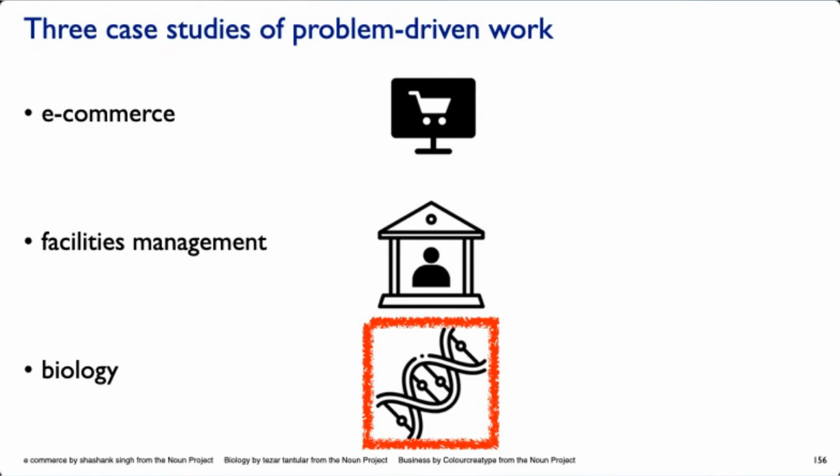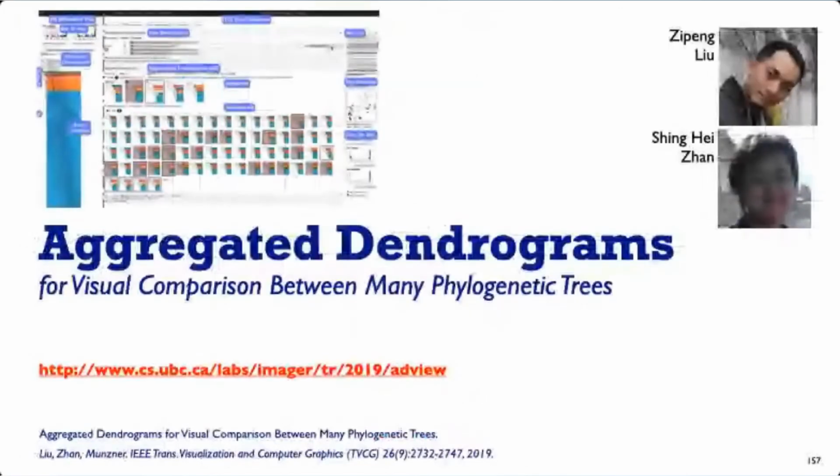So now, we've got a few minutes left, and I'm going to talk a bit about a biological case study. This was joint work with Zipeng Liu, a PhD student who also just graduated last week, and also in collaboration with Shenghe Zhang, who was a PhD student in the biodiversity group.